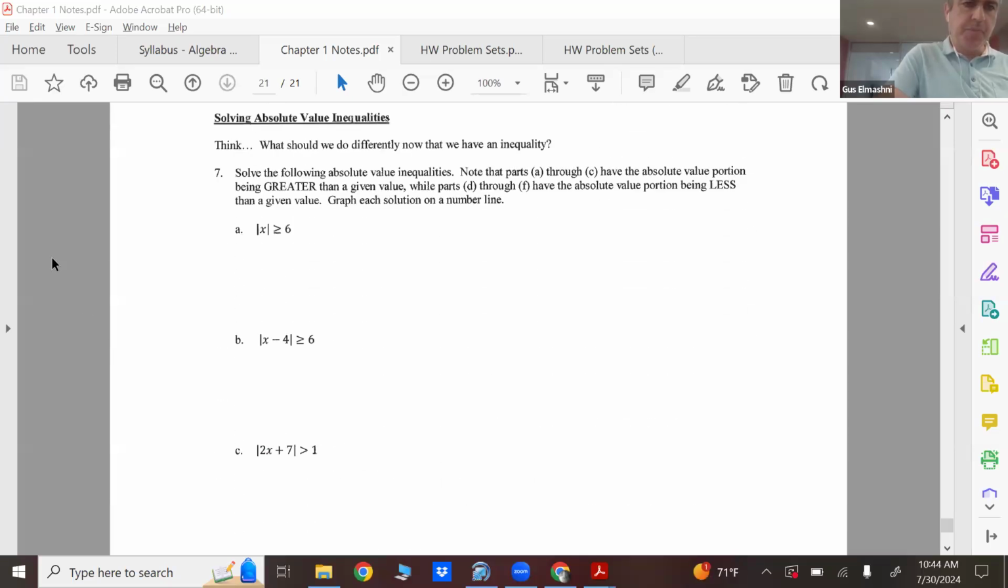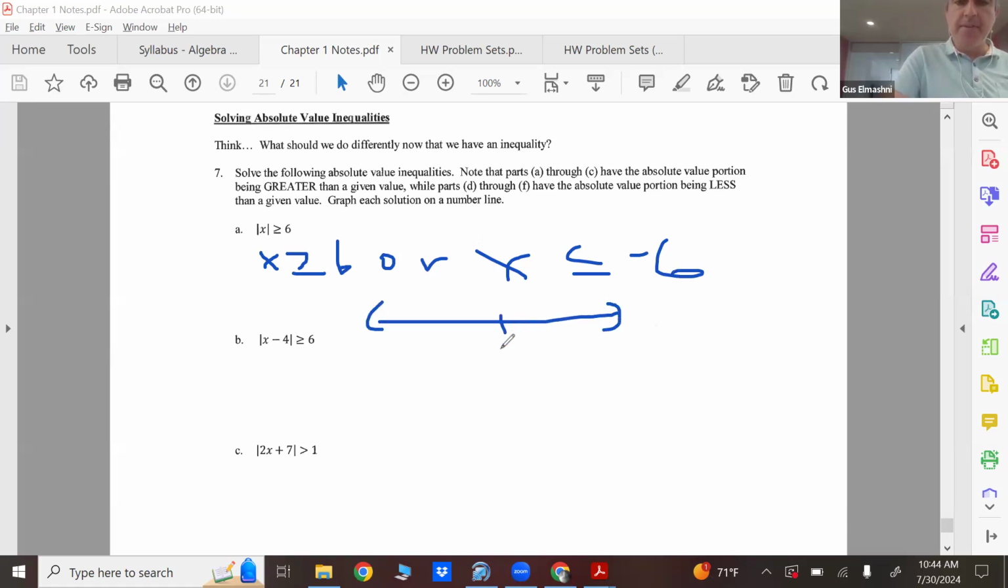Inequalities. So clearly x has got to be more than 6, or x could be less than or equal to -6. Because what if x were -7? The absolute value of -7 is 7, which is greater than or equal to 6. And on a number line, it would look like this: 0, 6, -6, filled in because they're less than or equal to or greater than or equal to. And you shade to the left of -6 or to the right of 6.